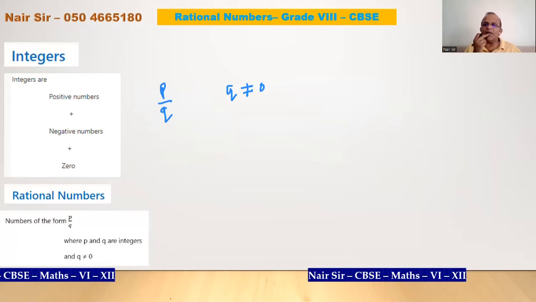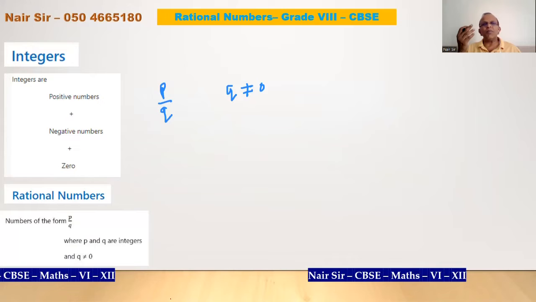Someone would have guessed 1 million, no? Someone would have guessed 10 billion, all a number. So when mathematically it is written in an alphabet form, it is P upon Q.